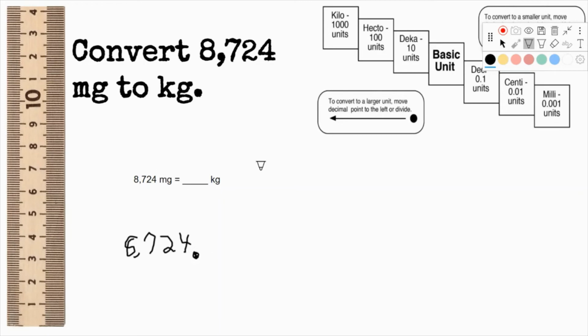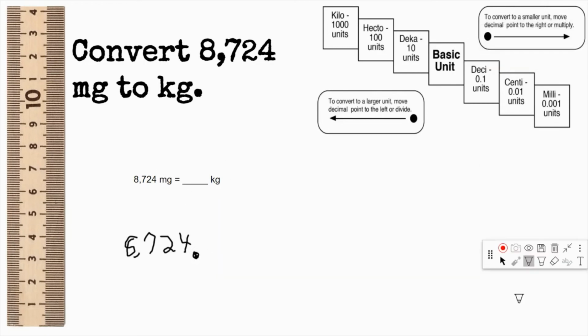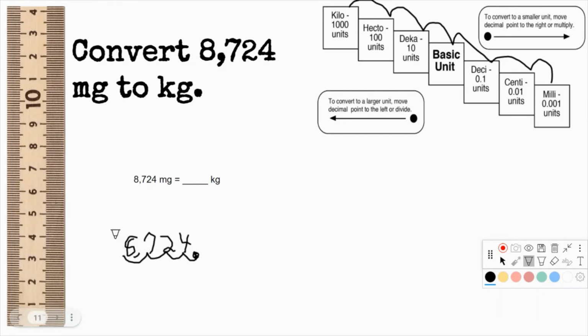So here we're going from milligrams to kilograms. Let me move this down here. So basically we're going like this: 1, 2, 3, 4, 5, 6. We're going 6 and we're going to the left, right? So what you're going to have to do here is move this one 1, 2, 3, 4. Have to put a 0. 5. Have to put another 0. And 6. And then you put the decimal right there.